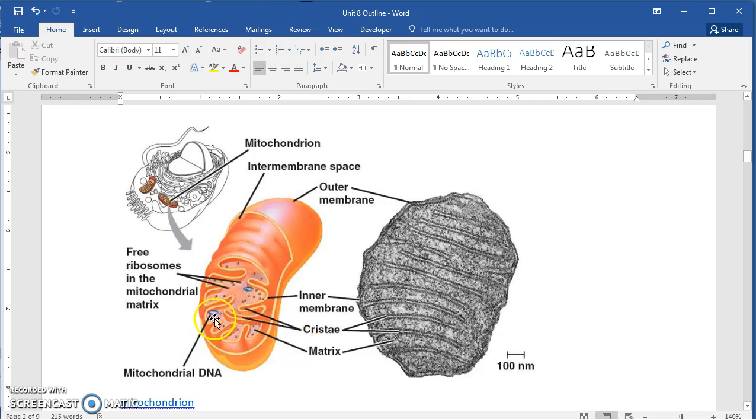You wouldn't necessarily know it, but they have it labeled here. Mitochondria have their own DNA. It's called mitochondrial DNA. And they're little grainy structures. Those are ribosomes. And mitochondria have their own ribosomes. They're smaller, not as complex as the cellular ribosomes.